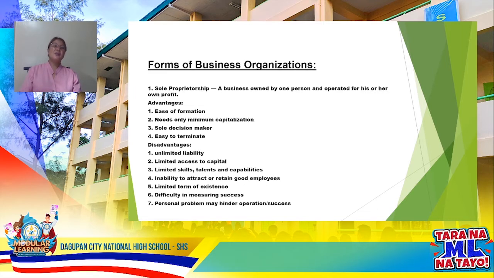Let's proceed now with the last part of the lesson, the forms of business organizations. There are three forms of business organizations: the sole proprietorship, partnership, and the corporation. If we say sole proprietorship, it is a business owned by one person and operated for his or her own profit. The advantages are the following. It is ease of formation, needs only minimum capitalization, sole decision maker, and easy to terminate.